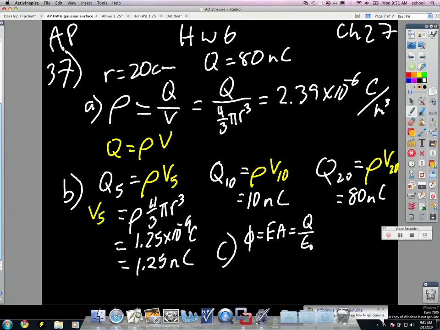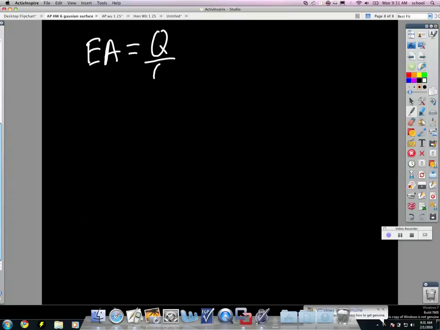And then some questions came up. Some people are saying, hey, why don't you just use E is KQ over R squared? Well, let's take a look at this. If we say E is Q over A E0, and then what is A? That's going to be Q over 4 pi r squared E0.